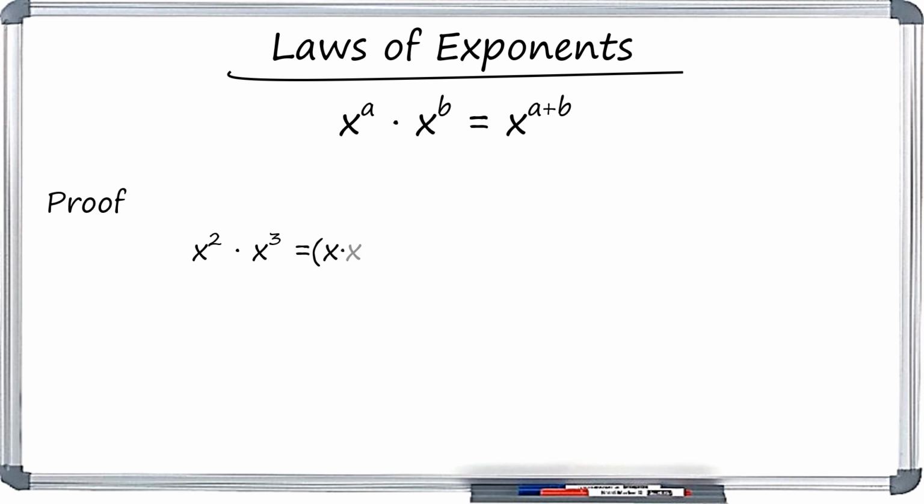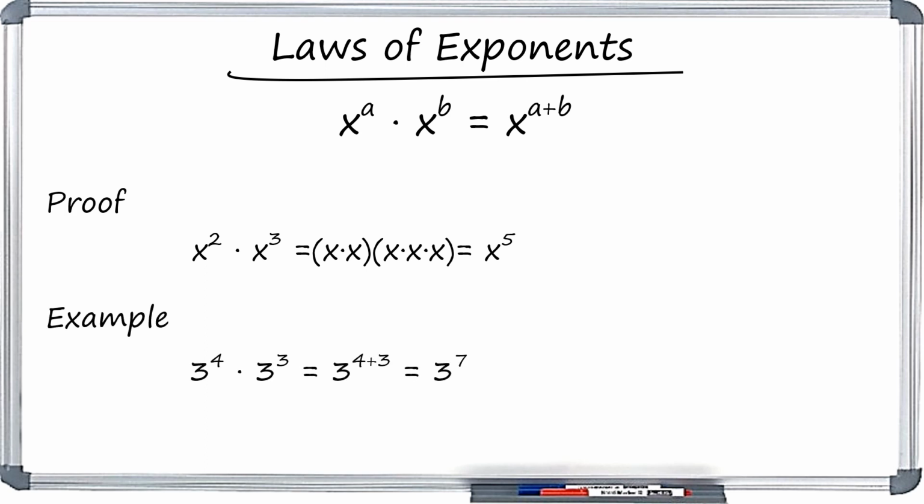Some proof, let's say for example, we have x squared times x cubed. We can expand x squared to x times x and x cubed to x times x times x. So if we determine the product and count the number of x's that we are going to multiply, that is 5. So our answer here is x raised to 5, which is just equal to the sum of the exponents. That is 2 plus 3 is equal to 5. Example, 3 raised to 4 times 3 cubed is equal to 3 raised to 4 plus 3, which is equal to 3 raised to 7.